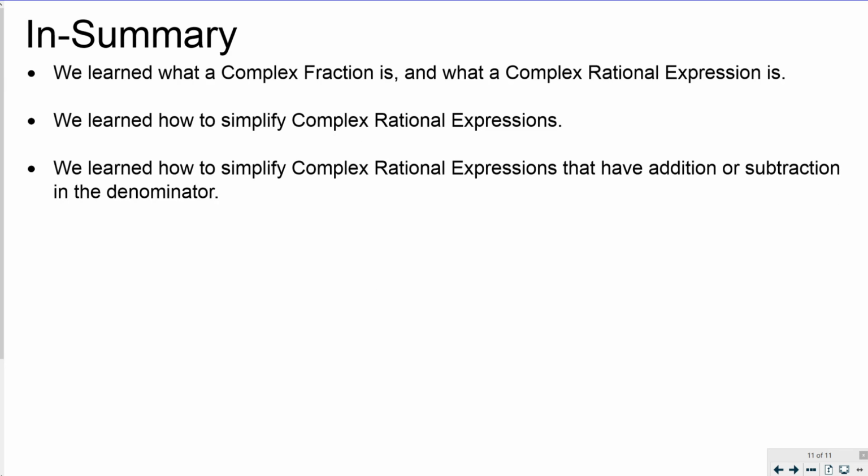So that's it, guys. This one was a little bit of a long video. I apologize. We learned with this video what a complex fraction is and what a complex rational expression is. We learned how to simplify basic complex rational expressions, and we learned how to simplify complex rational expressions that have addition or subtraction in the denominator, and complex rational expressions that are divided by a number or a single expression like 9 on the bottom or in the numerator.